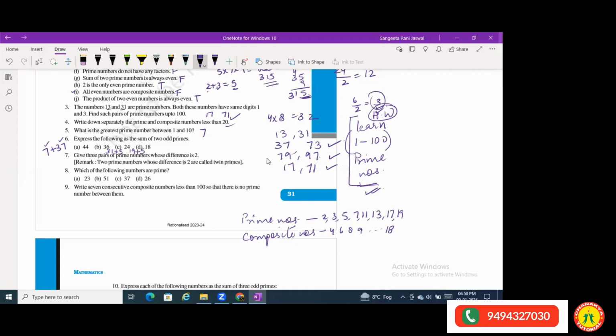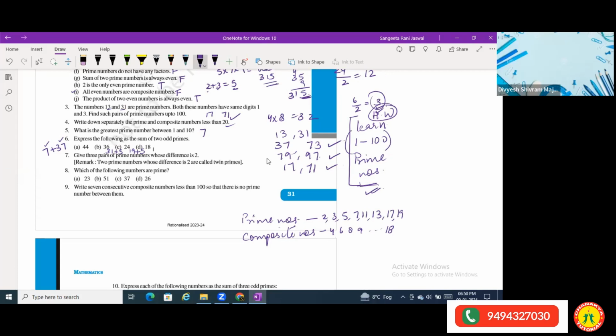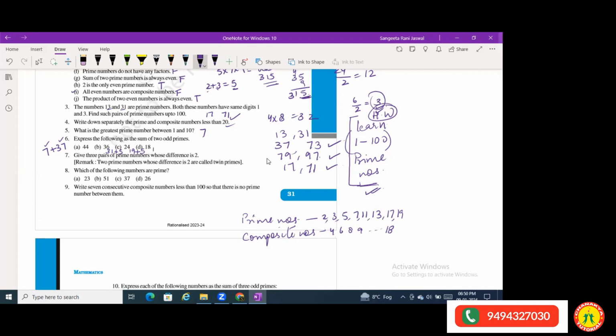Okay, now 18. Ma'am, 13 plus 5. Yes. Ma'am, 17 plus 1. Somebody said 11 plus 17 plus 2, but we have to take odd primes, not 2. We cannot take 2. Odd primes: 11 plus 7. Somebody also said 13 plus 5, yes, that was also correct. 13 is an odd prime, 5 is also an odd prime.